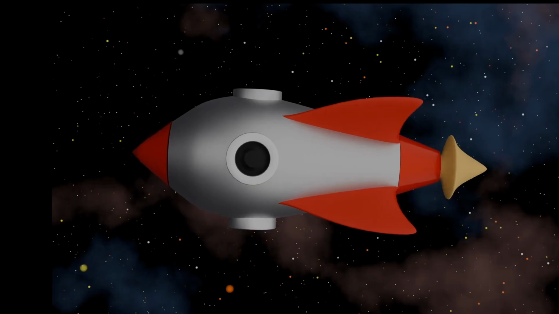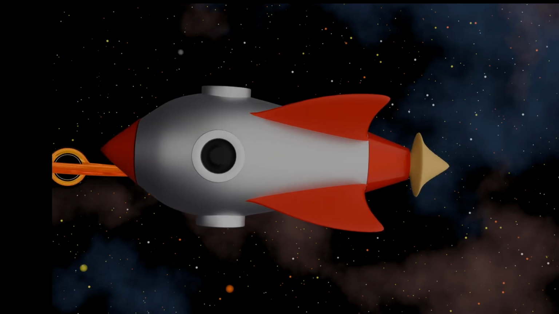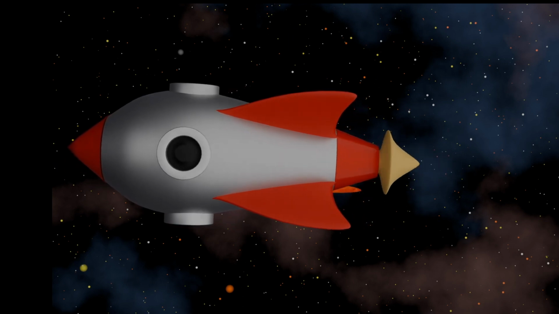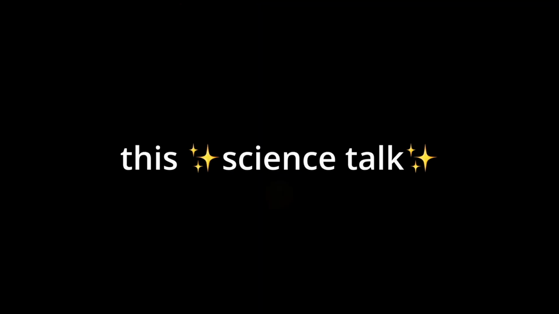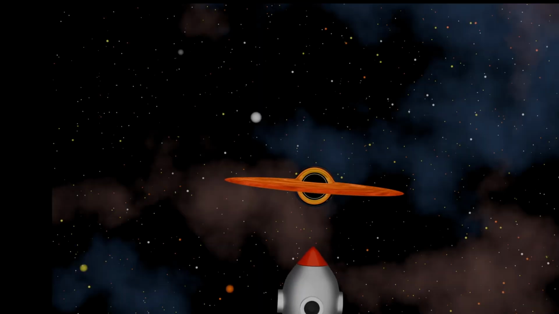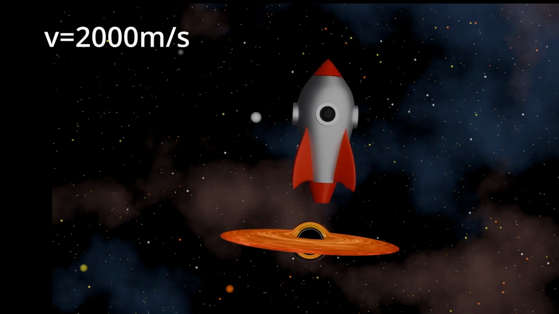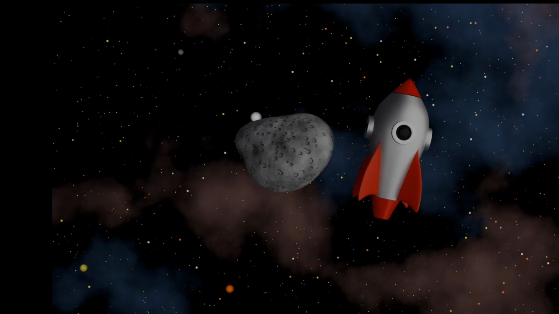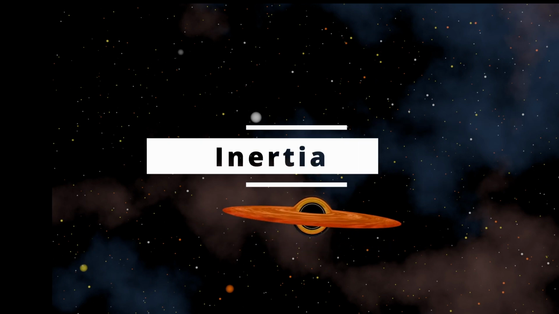Hey, you're in space, in a rocket, and you want to learn Newton's three laws of motion. Don't worry, buddy, I got you. If you look up Newton's first law, then you might come across something like this. But what does this science talk actually mean? Imagine our rocket here is moving 2000 meters per second. Then it stays at that speed unless another force, like an asteroid, acts upon it. This natural tendency to remain at constant momentum is called inertia.